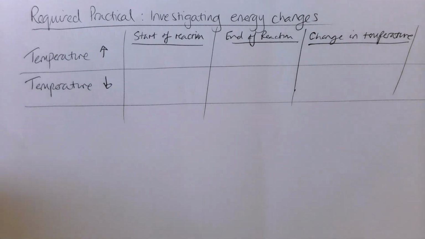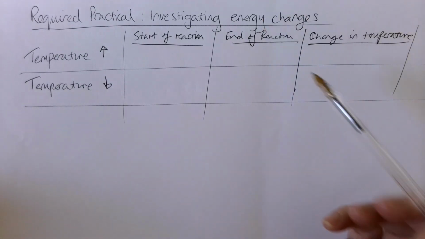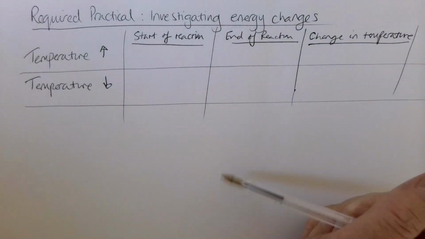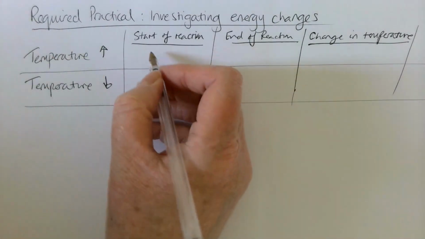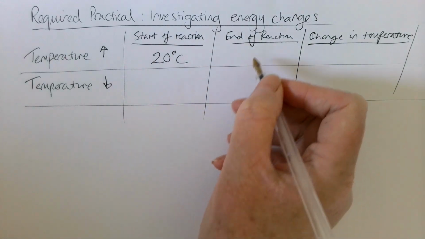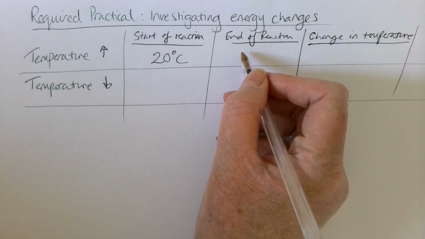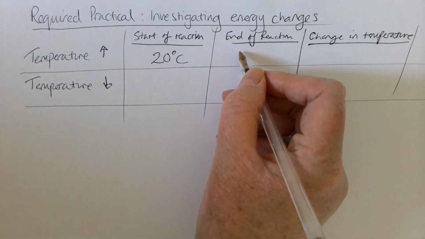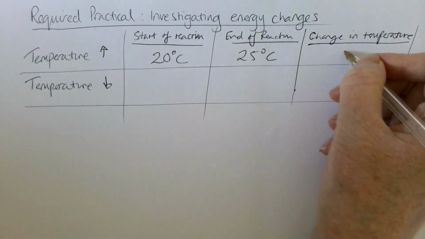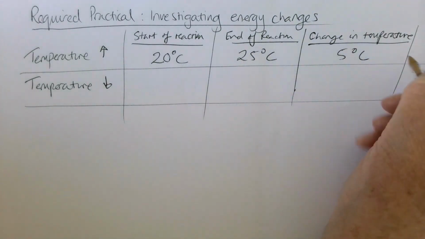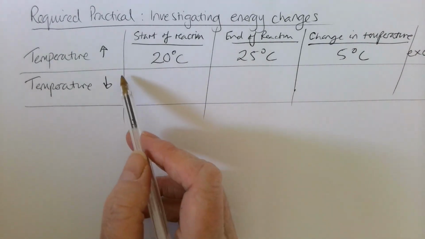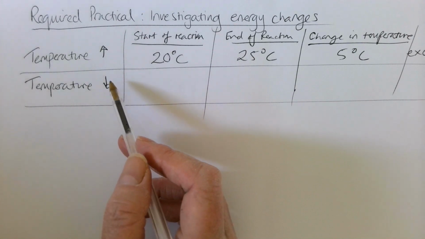So when we're investigating temperature changes, we're actually investigating energy changes. The way we do that is to look at changes in temperature. Let's say at the start of the reaction it was roughly room temperature, about 20 degrees centigrade, and then we add things together, they react, and the maximum temperature reached by the end of the reaction is 25 degrees centigrade. Then we've gone up 5 degrees centigrade, and that would be classed as an exothermic reaction because heat energy has been transferred from the reaction mixture to the surroundings.